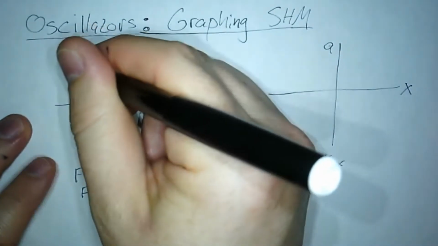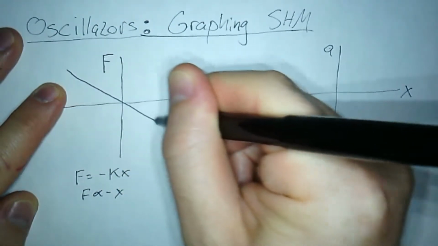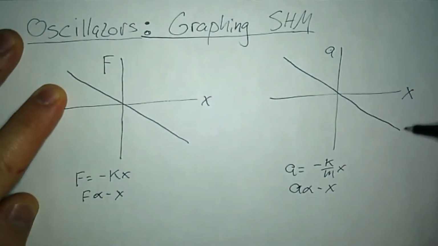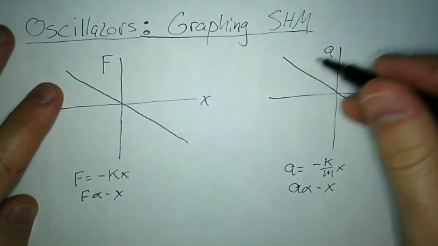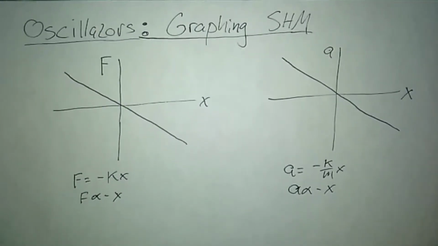So these should look like just a negative x slope graph. So just right through the origin, slope down. Doesn't really matter how tilted they are, because proportionality, that's all that you need to get. So just a straight line passing through the origin.